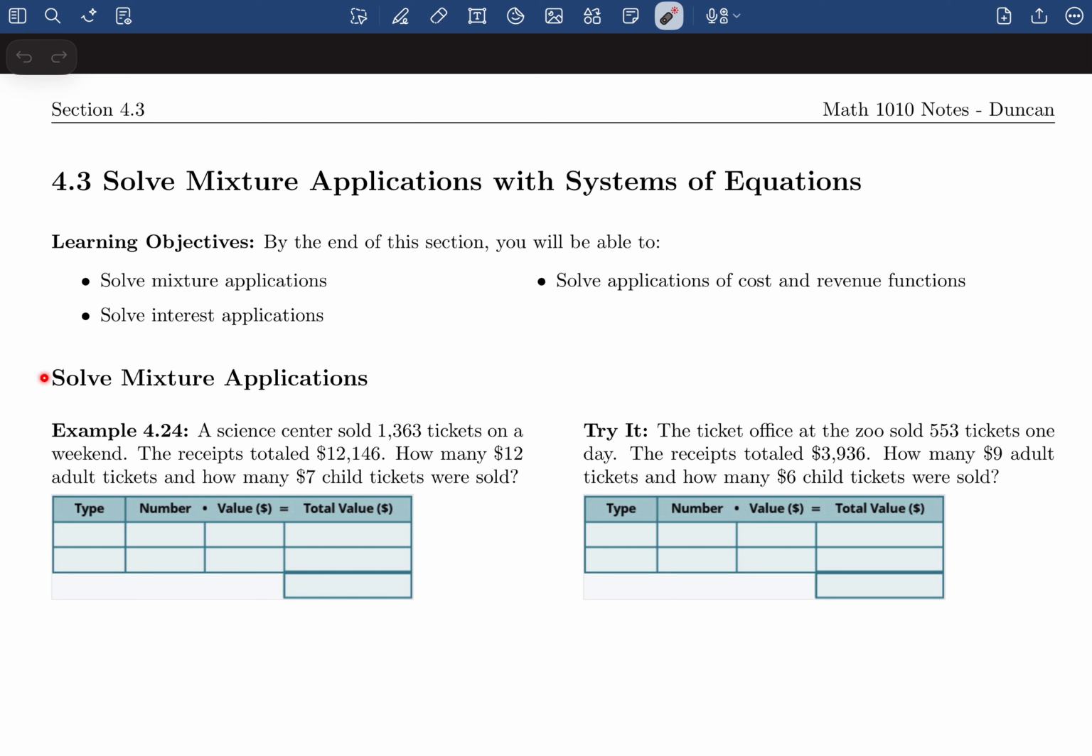So let's begin talking about solving mixture applications. Here's example 4.24. A science center sold 1,363 tickets on a weekend. The receipts totaled $12,146. How many $12 adult tickets and how many $7 child tickets were sold?